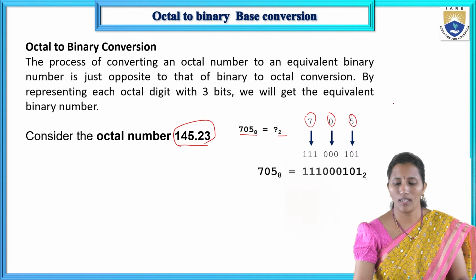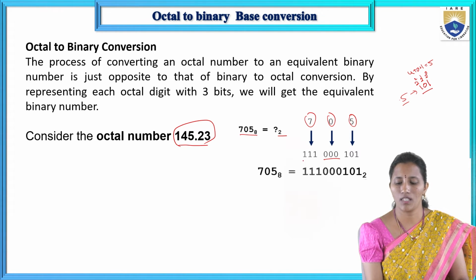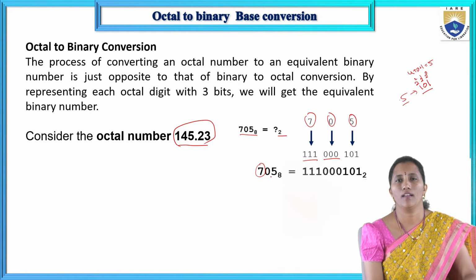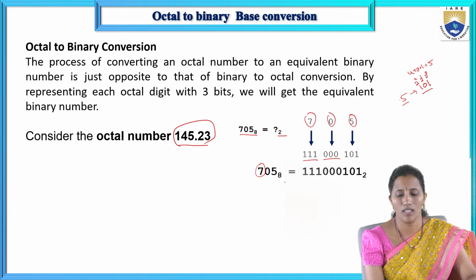In octal, the 5 will be represented by 3 digits: 101. That is 2 power 0, 2 power 1, 2 power 2. So 1 into 2 power 2 plus 0 plus 1 into 2 power 0 is 1, so that is total 5. So 5 is represented by 101, 0 is represented by 000, and 7 is represented by 111. Just write each digit as its equivalent binary number to convert this.